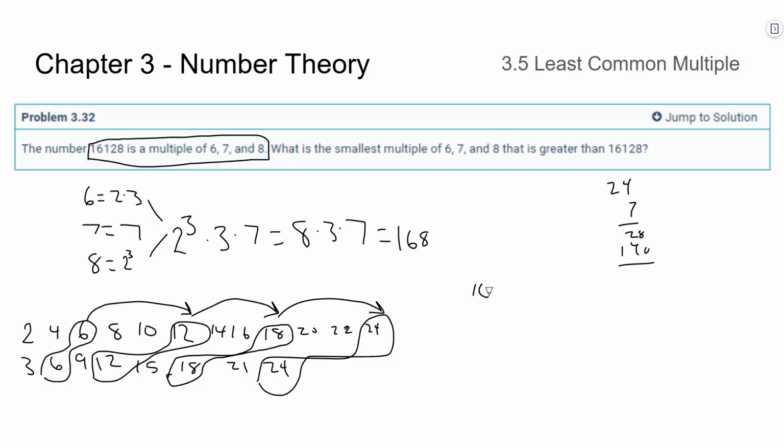So 16,128. Well, what's the next common multiple going to be? Well, we know we can just add 168. So let's see, that would be 9, 2, 6, 1. So it looks like we have 16,296 would be the next common multiple after 16,128.